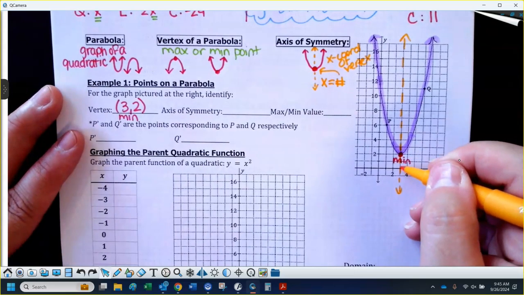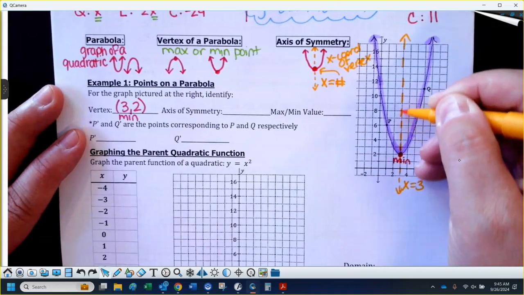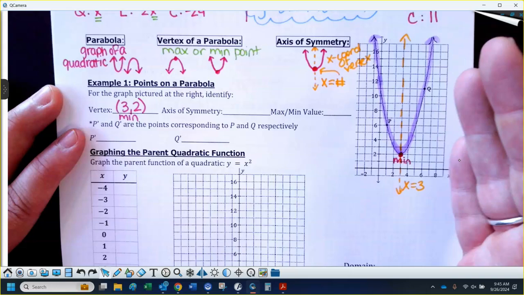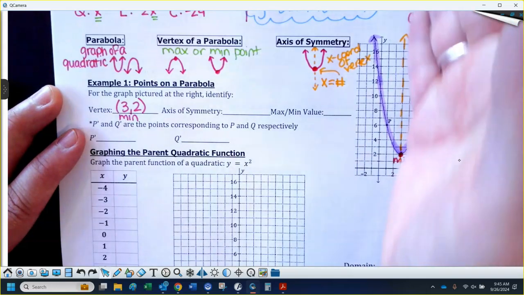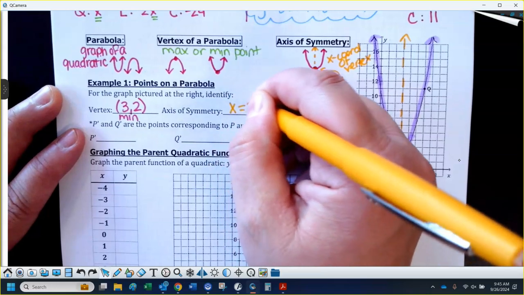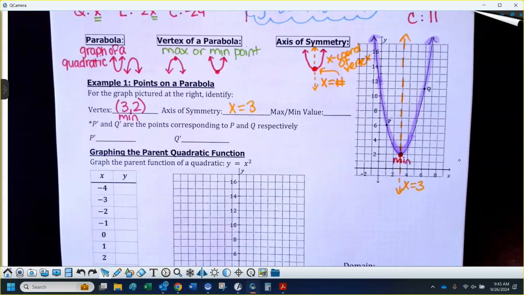So if you guys look through here, this went right through x equals 3, right? All these x coordinates are 3 as you go up and down. The y coordinates change as you go up and down, but all the x's are the same. So it has to be x equals 3. You don't want to just write 3 there, because then I'm like, okay, what does that mean? You're saying the line x equals 3 is going to split that parabola into 2 equal pieces.